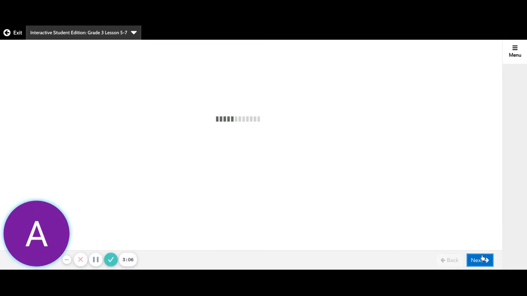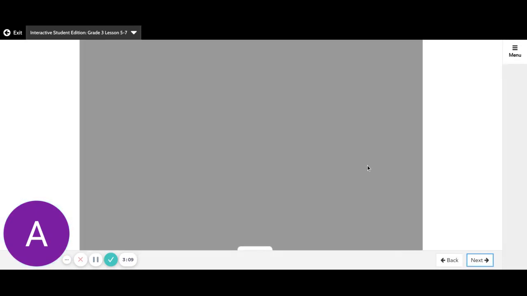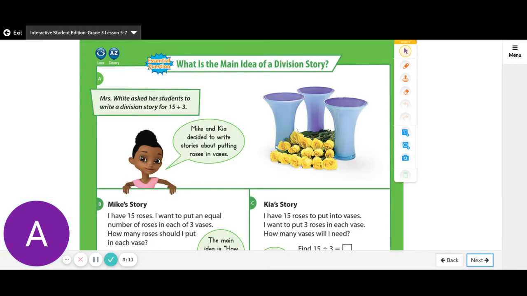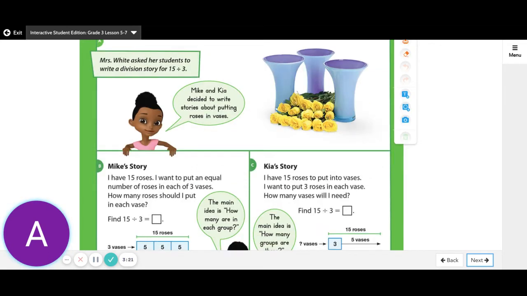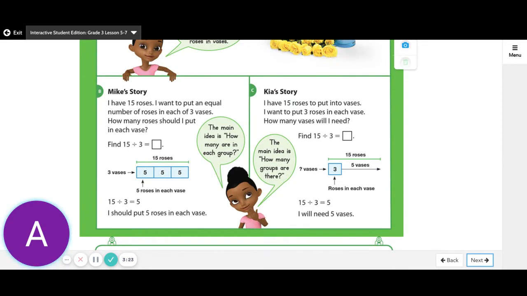Let's look at the next page. The example at the top, Mrs. White asked her students to write a division story for 15 divided by 3. Mike and Kia decided to write stories about putting roses in vases. So Mike's story: I have 15 roses. I want to put an equal number of roses in each of 3 vases. How many roses should I put in each vase? So he chose to do a bar diagram. He had 15. He divided them into 3 groups. He got 5. So he did 15 divided by 3 equals 5. I should put 5 roses in each vase.